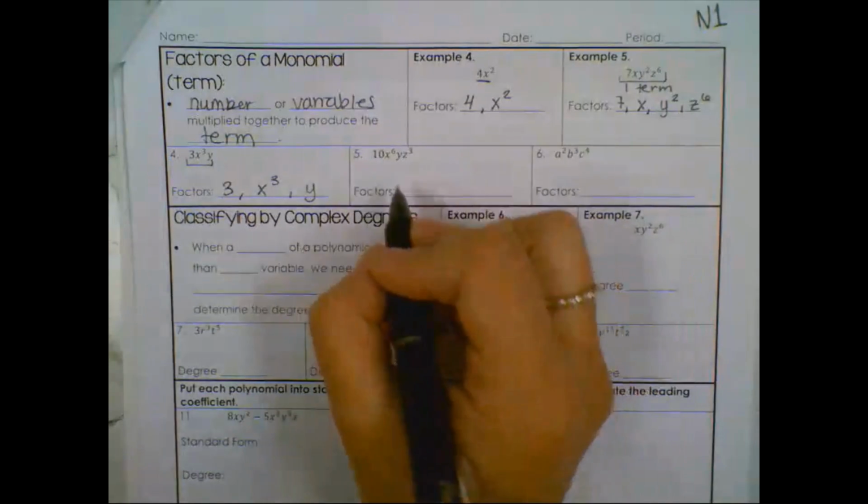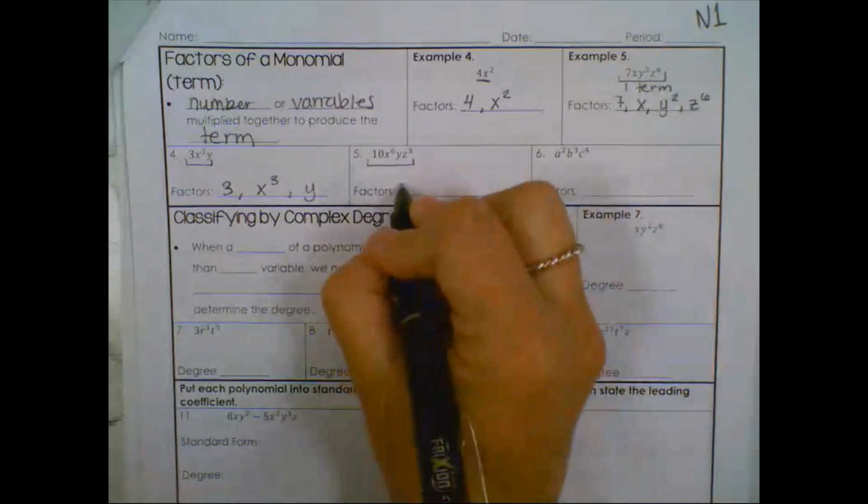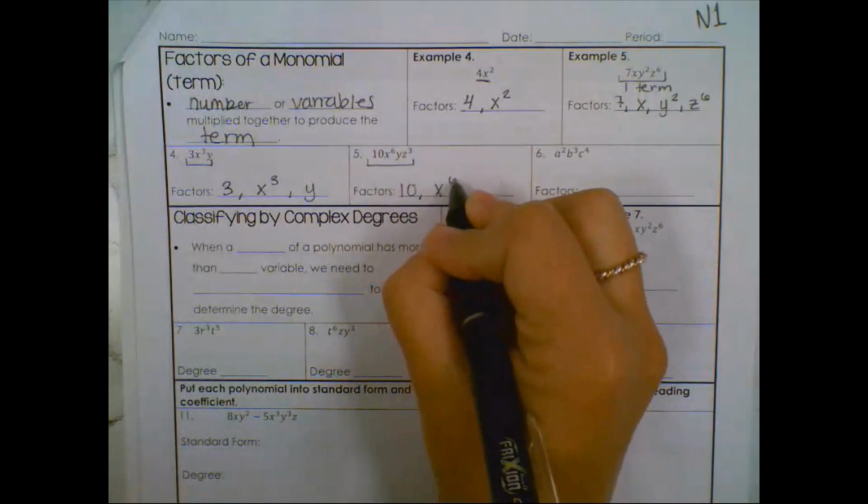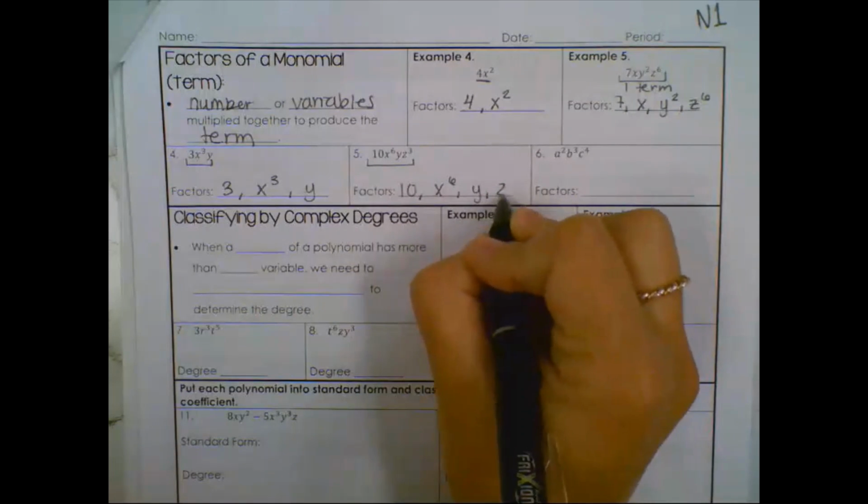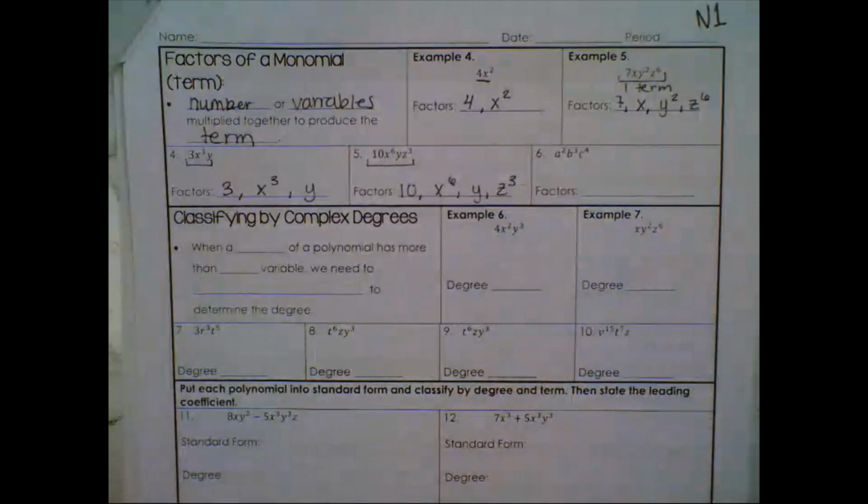So this one, we have a couple individual factors. We have 10, x to the 6th, y, and z to the 3rd. We will save this one for class to review.